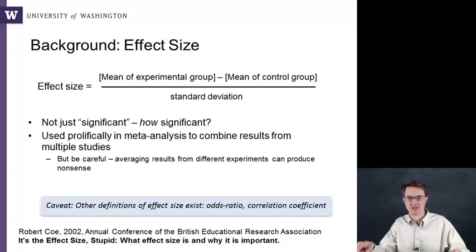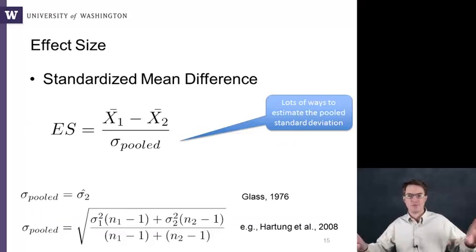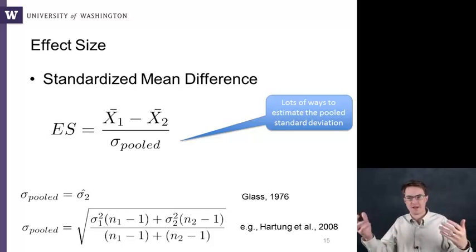That argument is delivered by Robert Coe in this paper presented at the annual conference of the British Educational Research Association in 2002, cited here at the bottom of the slide. A little more precisely, the effect size is the standardized mean difference, where the mean of group 1 minus the mean of group 2 is divided by, as we said, the standard deviation. Here I'm writing this as the standard deviation sub-pooled.